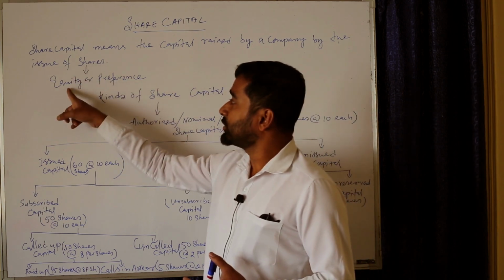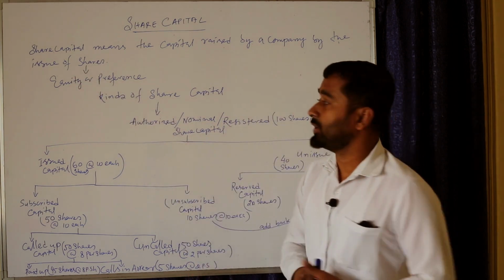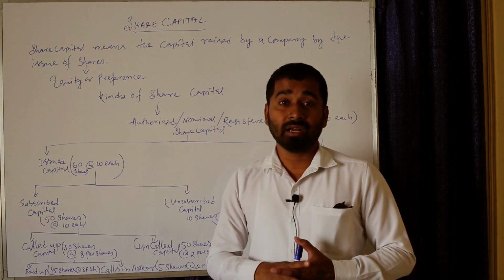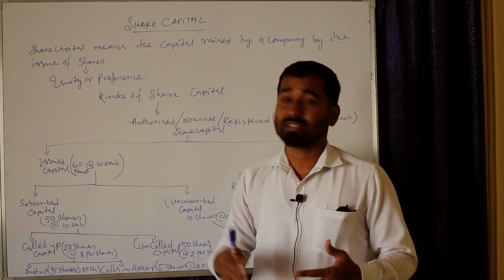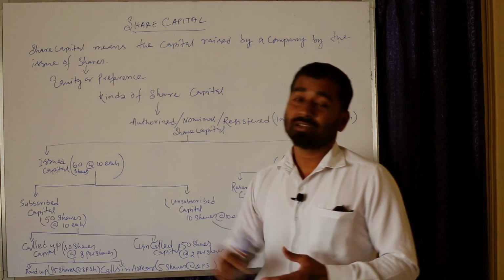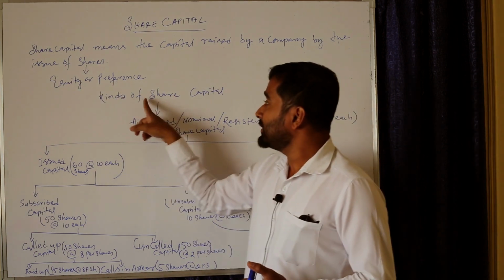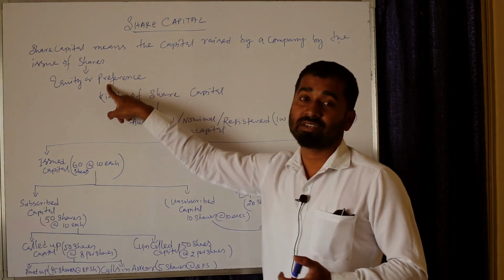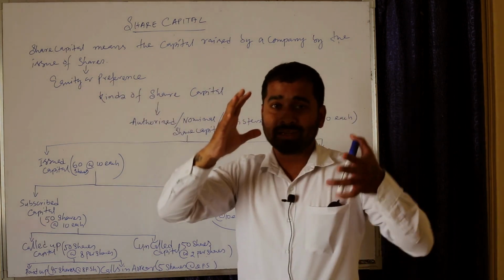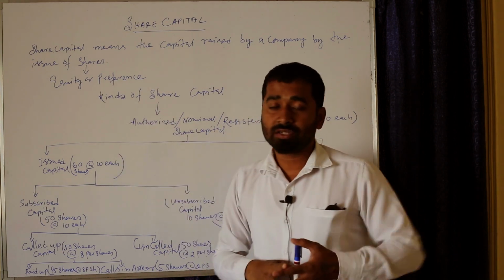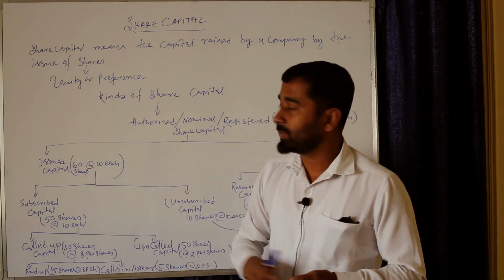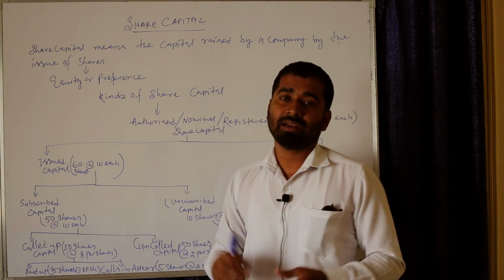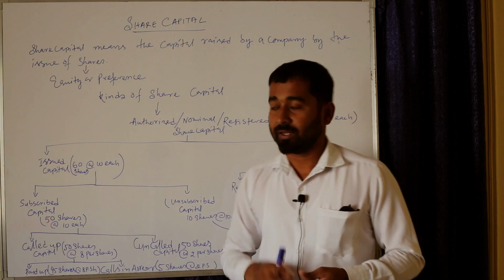Now shares can be of two types: equity or preference shares. But here in share capital, when we are looking at the issue of shares, we are going with equity, not preference. I am just giving you a glance: equity shareholders are the ultimate owners of the company, and preference shareholders have preferential rights to get the dividend from the company.